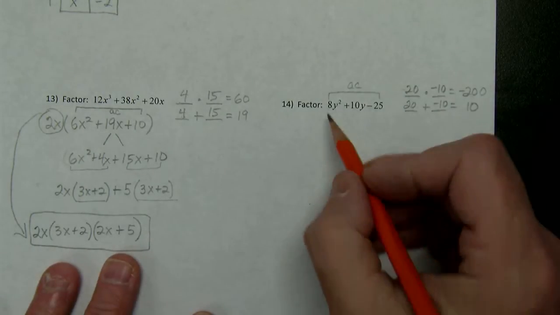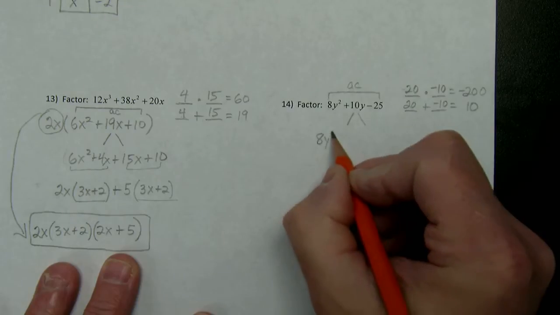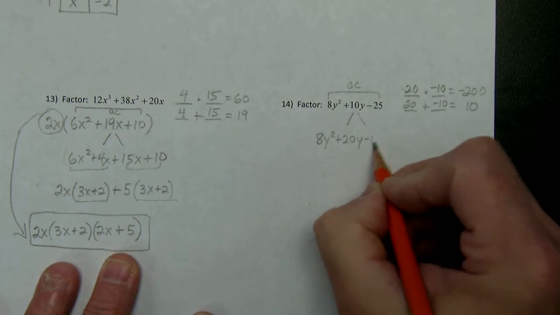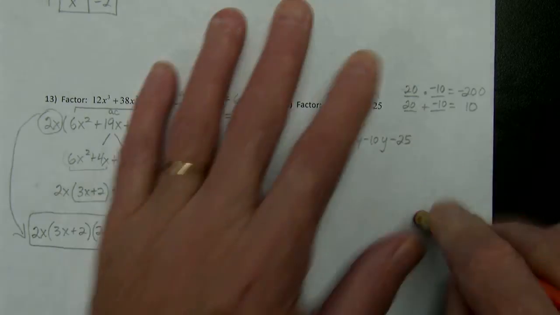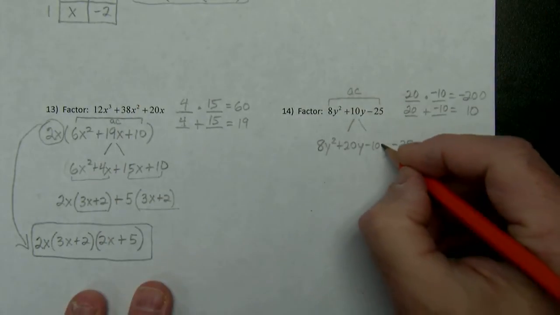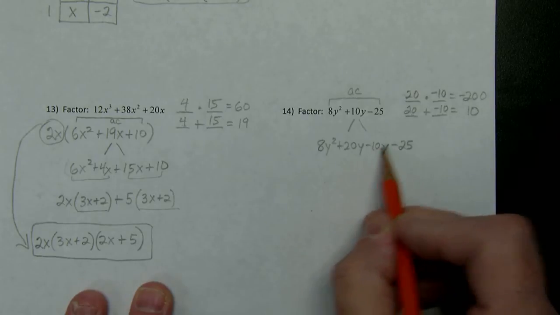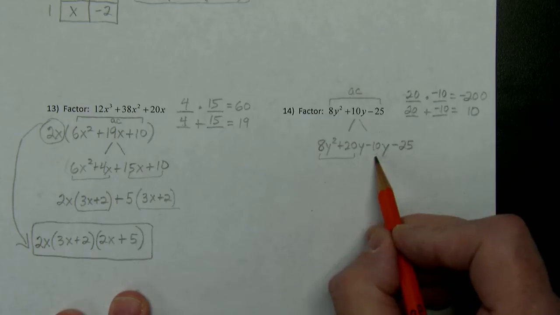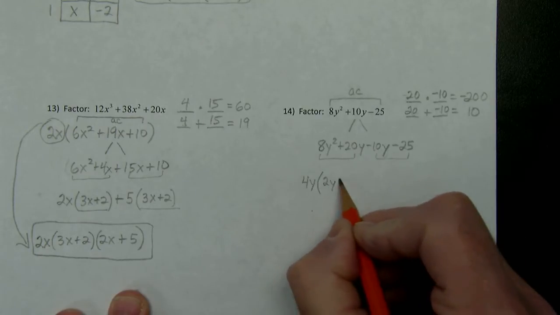And so now, with the AC method, what we do is just break this middle one up. So we've got 8y squared, and we have plus 20y minus 10y. And then plus, just rewrite the minus 25. Okay, so what you do is just break that middle term up into these two terms for y values, 20 and negative 10. And then factor by grouping. Group those two together and these two. We can take out a 4y. We're left with 2y plus 5.